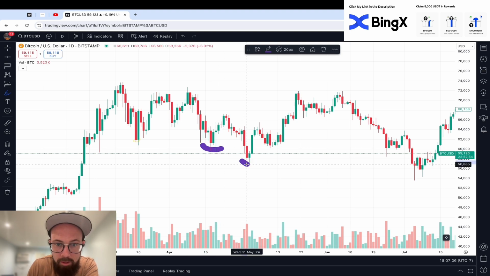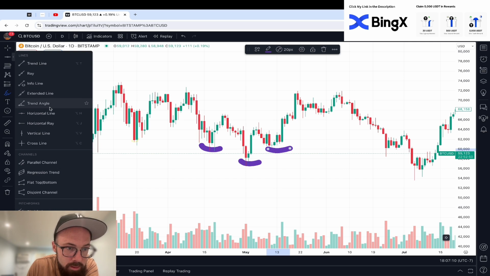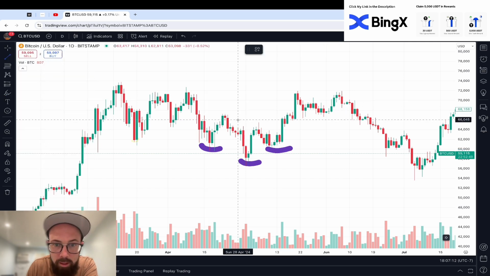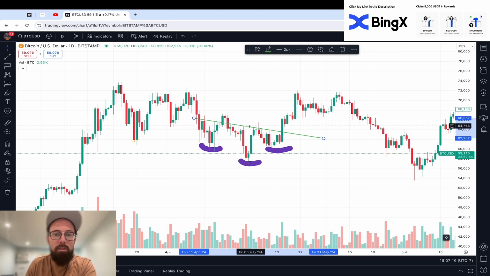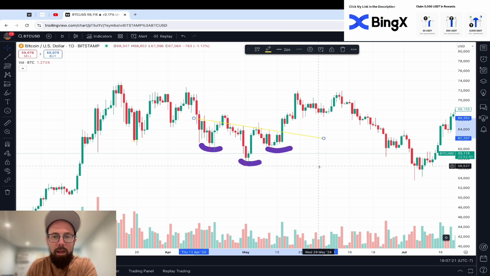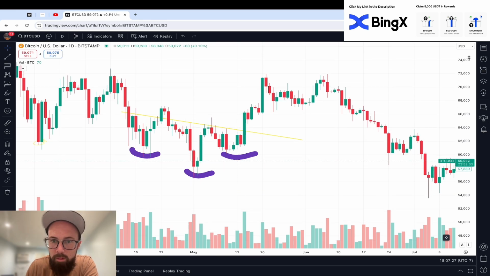You got left shoulder, head, right shoulder. And this is one of those weird ones where the neckline is actually at an angle. So that's where the neckline is on that, put in yellow. And so let's dissect this, all right? This is on the daily, so this took like weeks to play out.